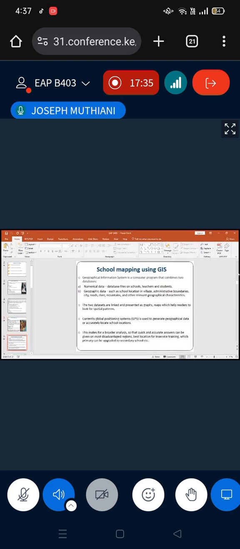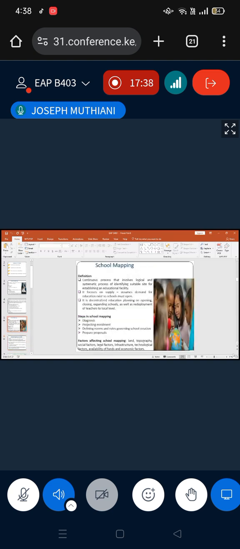Now, we also looked at factors that are considered when you want to put up an educational facility. These factors range from land. You need land that you can use to construct the infrastructure. Of course, you can't put up educational facilities virtually, but there must be land where you can put them. The topography must also be conducive. You can't put a school in a swampy place or anywhere else.